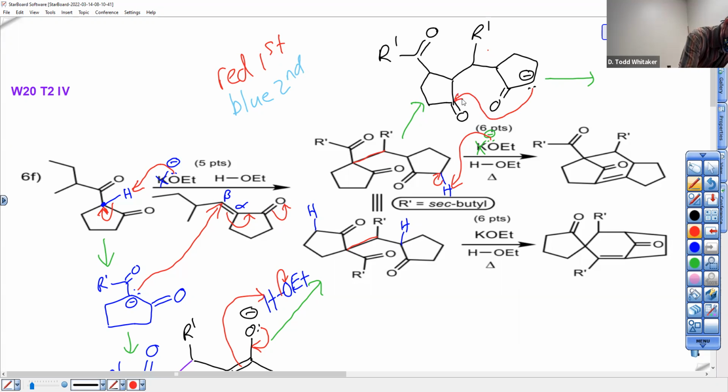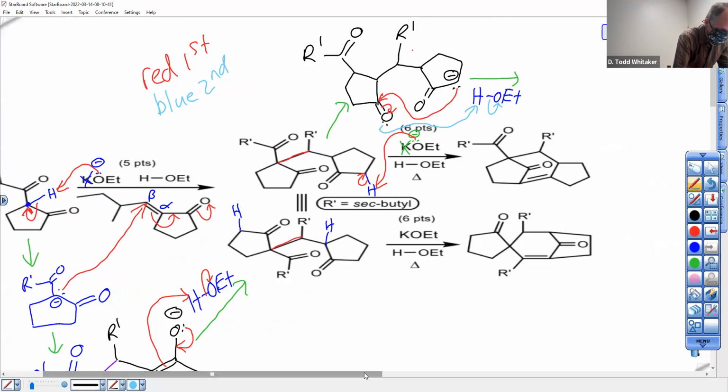Attack, generate an O minus. Solvent has a proton. And we'll regenerate our catalyst too. Lone pair grabs H from solvent. Here's your aldol reaction product number 1 coming up.